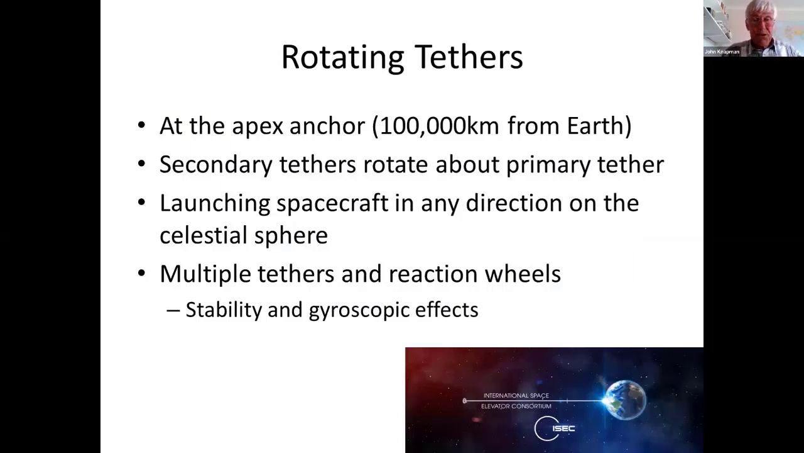Now let's talk about the technology, because an alternative approach at the apex anchor is to have secondary tethers that rotate about the primary tether. And that gives you the freedom to launch spacecraft in any direction on the celestial sphere. Remember, the celestial sphere is a bit like the Earth as a sphere, longitude and latitude. They have declination and right ascension, which are similar. So a system of tethers and reaction wheels will provide stability and launch capability, but we have to look at the gyroscopic and other effects.